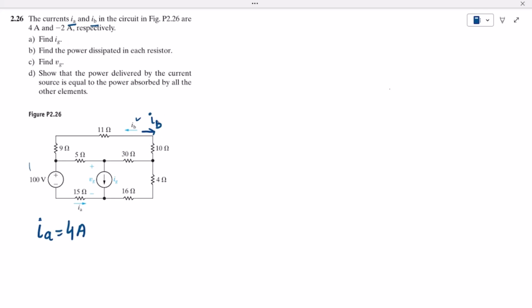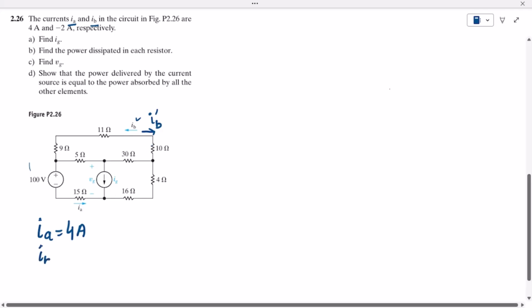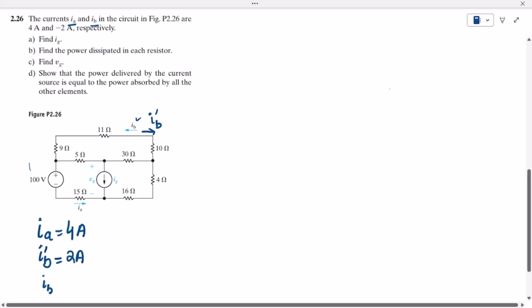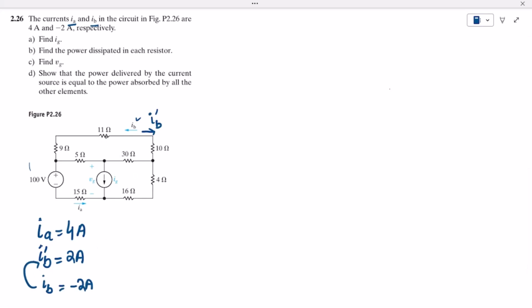So if I take this IB as IB prime here, what is the value of IB prime? That is 2 amperes, from the value of IB, which was minus 2 amperes. So from it we have got this IB prime. You have got my point: if this was negative, then in the opposite direction the current will be of the same magnitude while the direction of it has been changed.